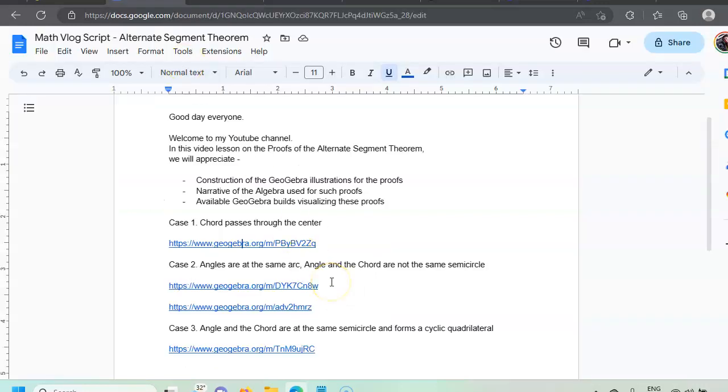Alright, so our second case is to have angles at the same arc, a construction wherein the angle and the chord are not at the same semicircle.